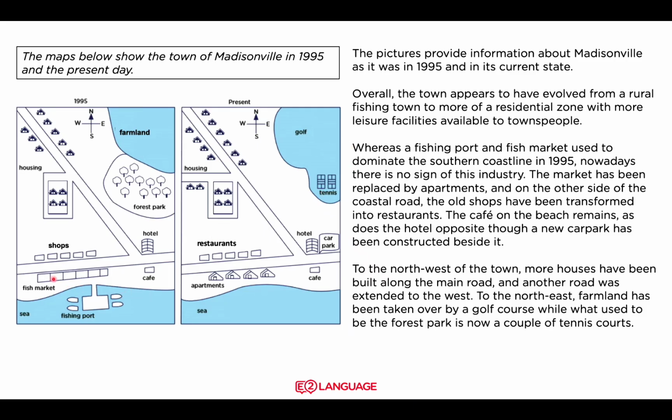So I've just talked about the removal of these two. The market has been replaced by apartments, and on the other side of the coastal road, the old shops here have been transformed into restaurants. The cafe on the beach remains, as does the hotel opposite it, though a new car park has been constructed beside it. Now, what can you notice about the way I've divided my key features here?